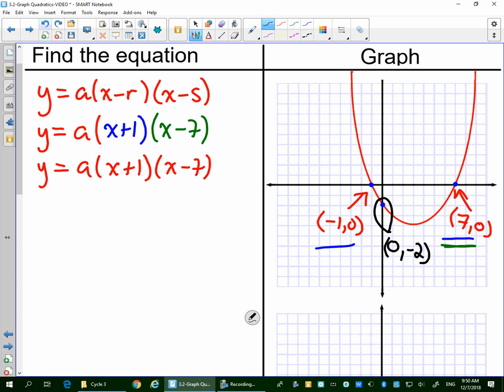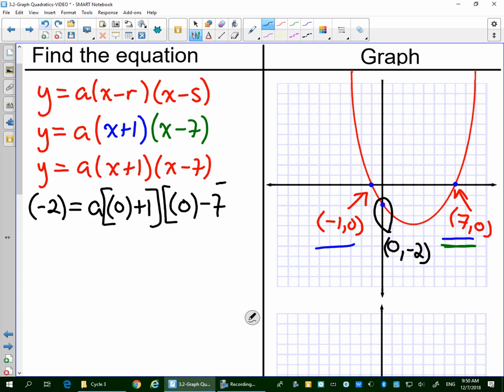If it were any other point on the graph other than one of the x-intercepts, we could also use it. So in this case, that is an x and y combination that I'm allowed to use. The y value is -2. The a I still don't know. The x value is a 0. I still have a +1. The x value is a 0. I still have a -7.